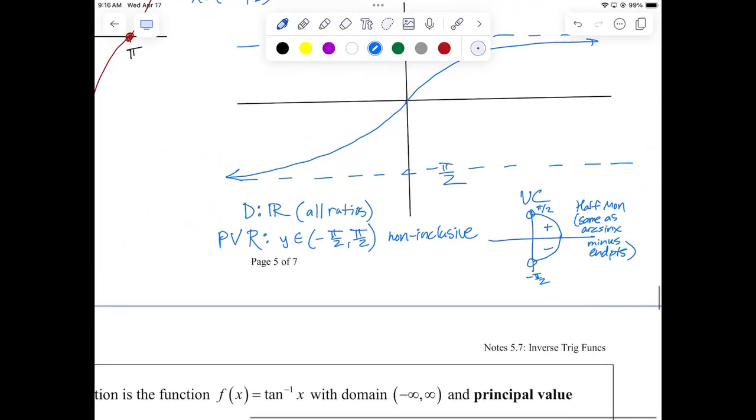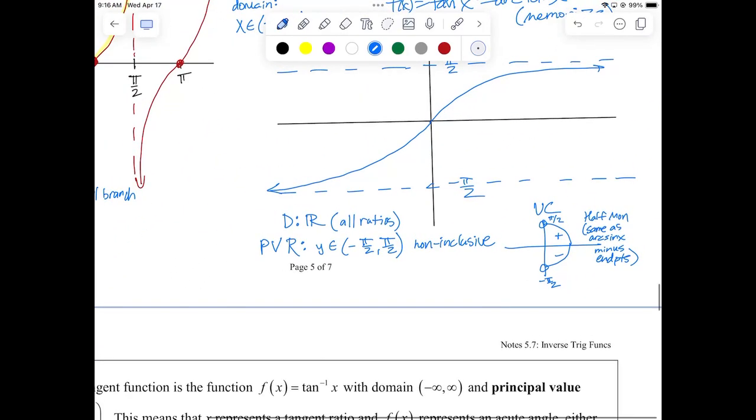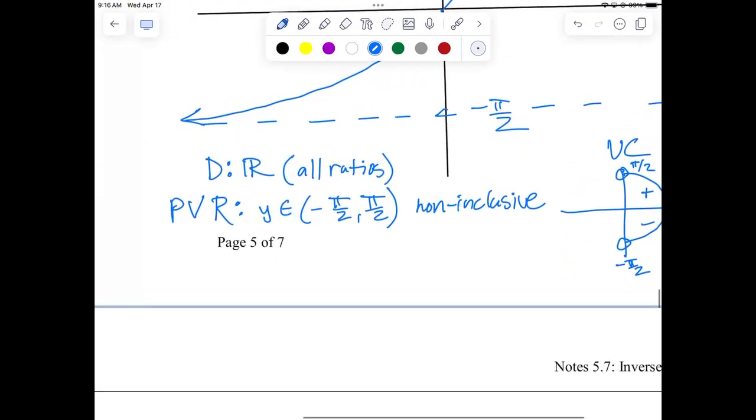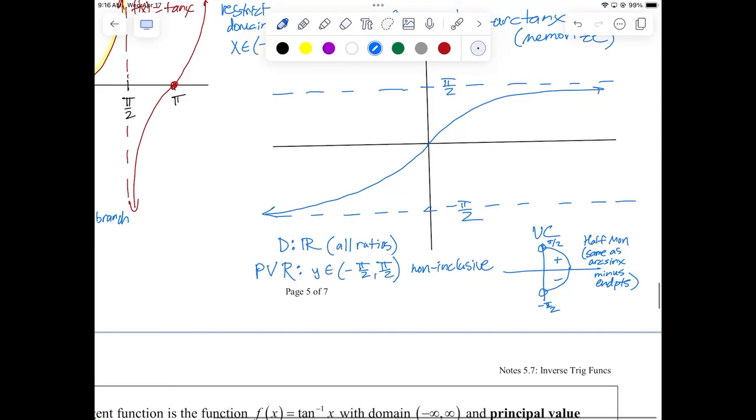Okay, now this one also has a couple of other features. Does this one have any symmetry? Arc cosine didn't have any symmetry. It does. What type? Y-axis symmetry. Origin. This is origin symmetric, which means it's an odd function.